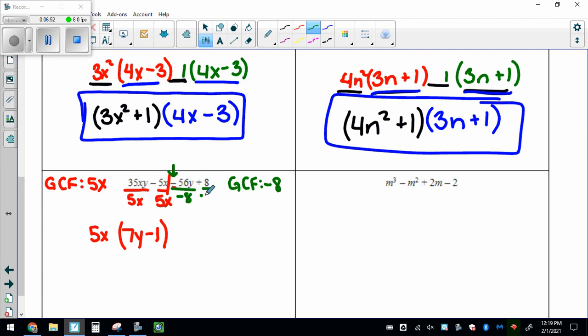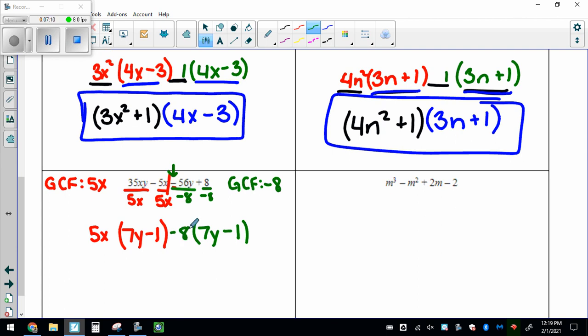Now remember, I always say be super careful with your negatives. Negative 56 divided by negative 8 makes a positive 7. Why? Because nothing happened to it. Positive 8 divided by negative 8 makes a negative 1. And then my GCF of negative 8 goes out in front.